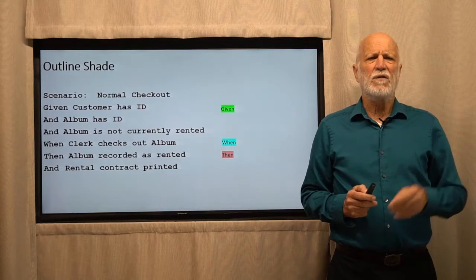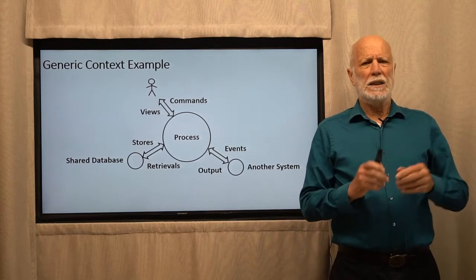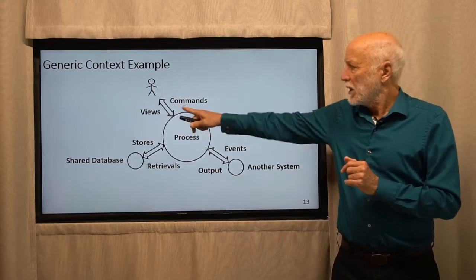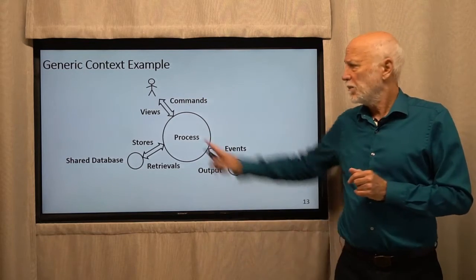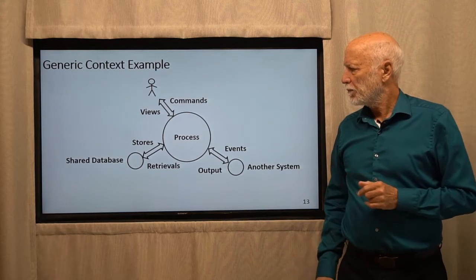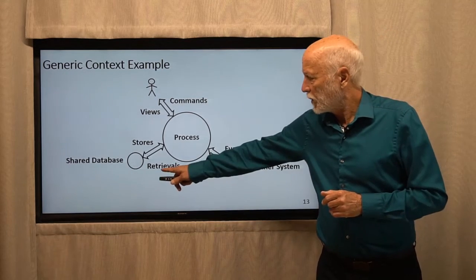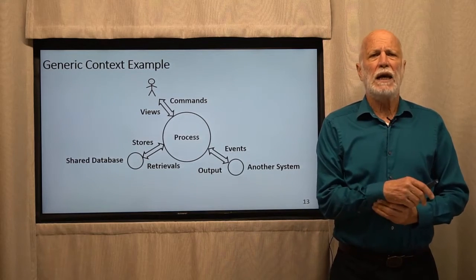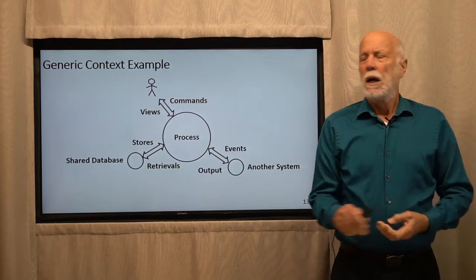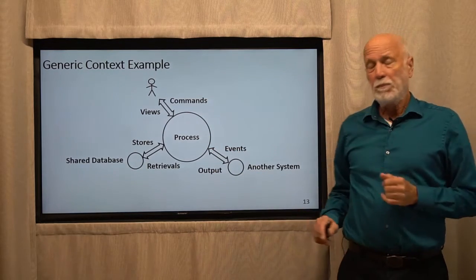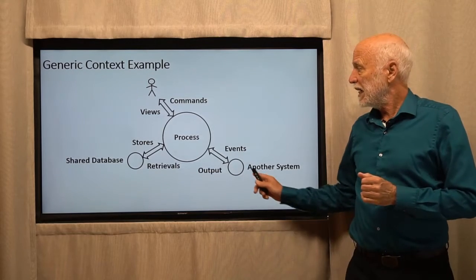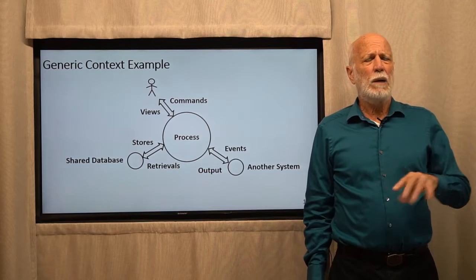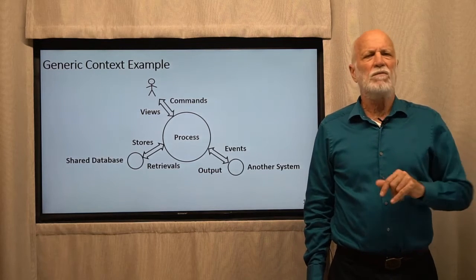Let's take a look at a different perspective. The context perspective. In the context perspective, as you'll notice, here we have a user that sends commands into the system and they get some views back out of the system. We also have a shared database where the process stores some information and retrieves that information when necessary. Then we may send some output to other systems or receive events back from other systems. A context diagram shows what's going on in the external view of the system.